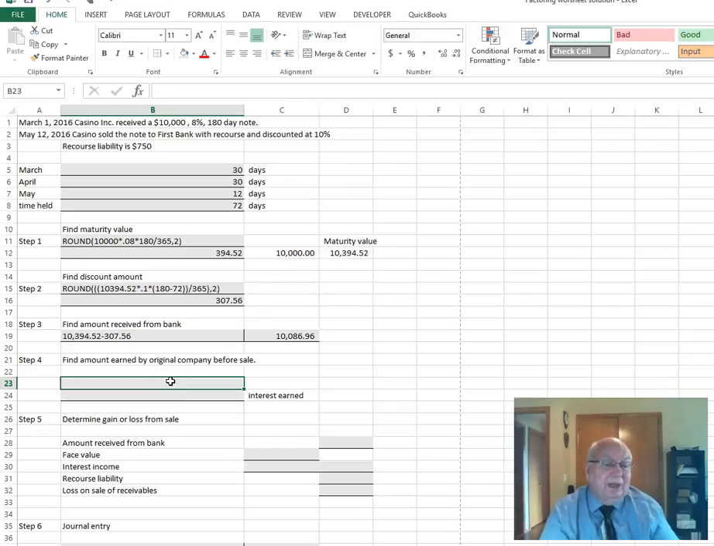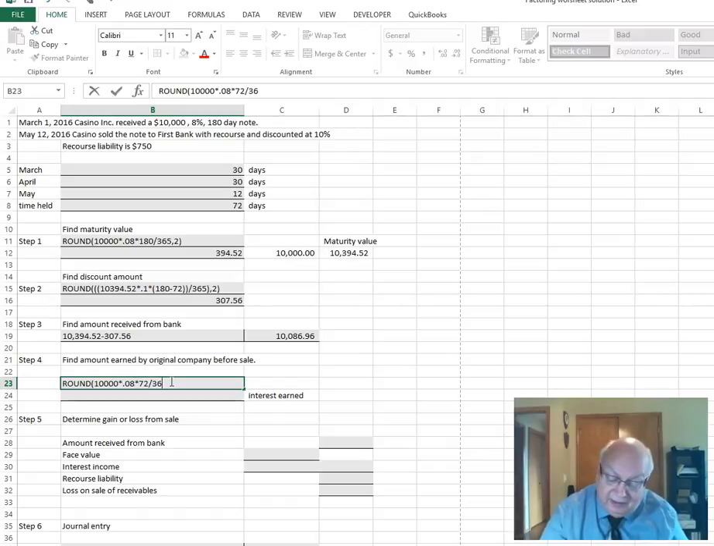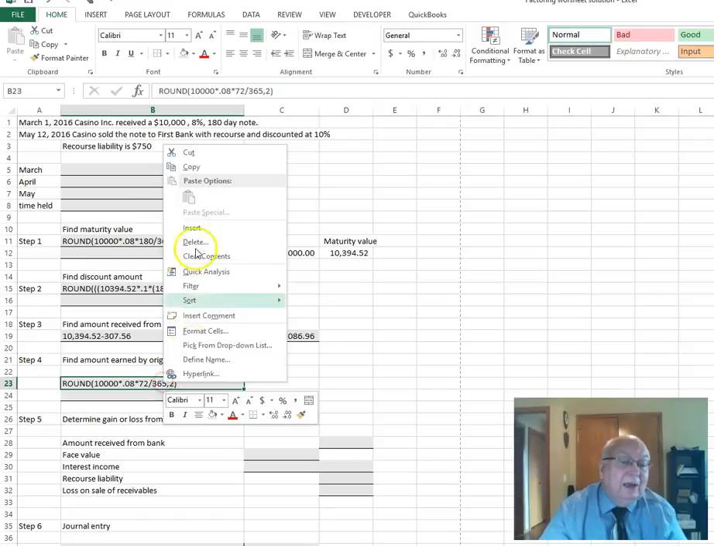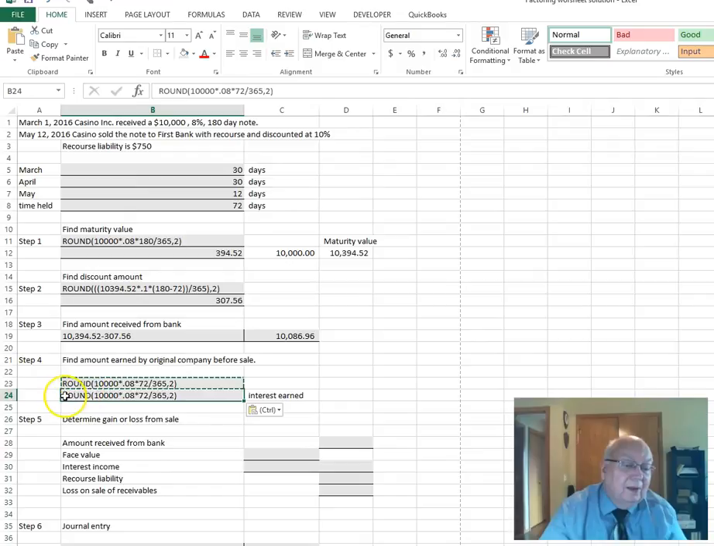That's step 3. Step 4 is find the amount earned by the original company before the sale. So this is the 72 days that we held it. We have the round function and the $10,000. We charged 8%, and we had it 72 divided by 365, comma 2. Now remember what I said, if you use 360, just simply substitute it for the 365.